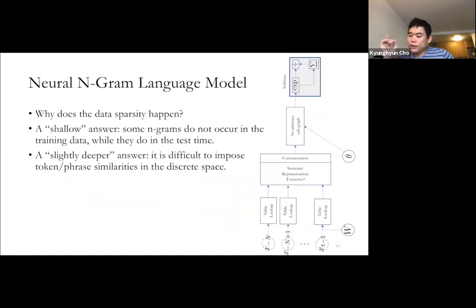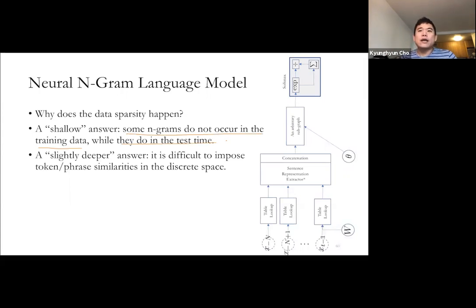So how does it happen? In order to tell how this feedforward language model addresses the issue with data sparsity, we need to think about why data sparsity happens. A very shallow answer is that some n-grams just do not occur in the training set, but then they do occur at test time. If the n-grams that do not occur in the training data never occur at test time, then that's fine. That's not a data sparsity issue. However, that's not the case, and you can always come up with a simple example where that happens.